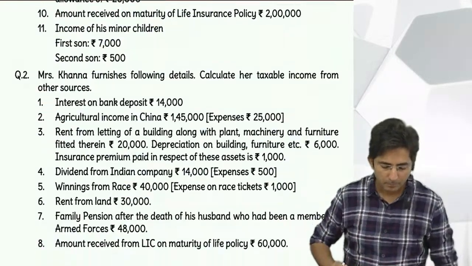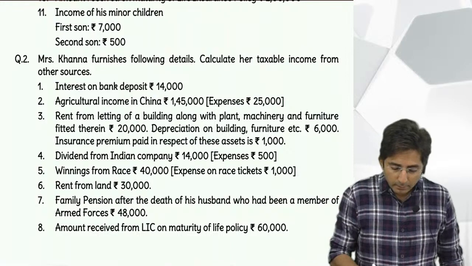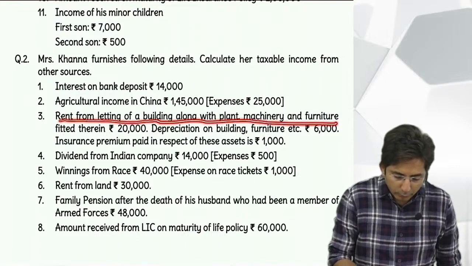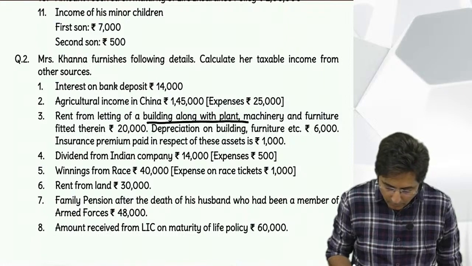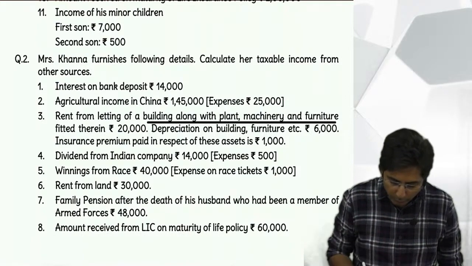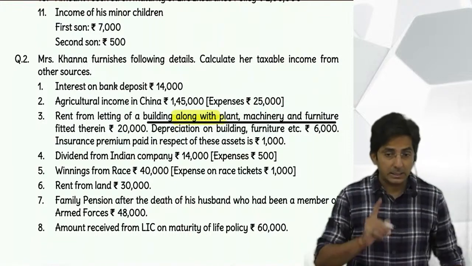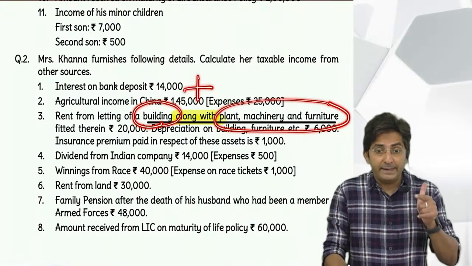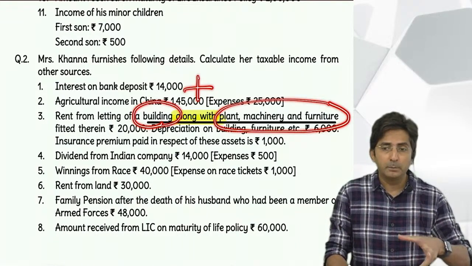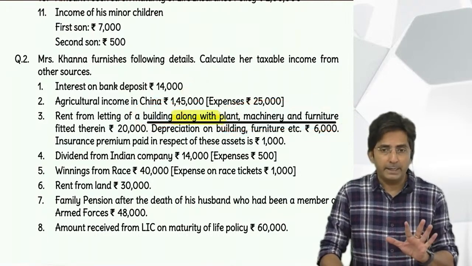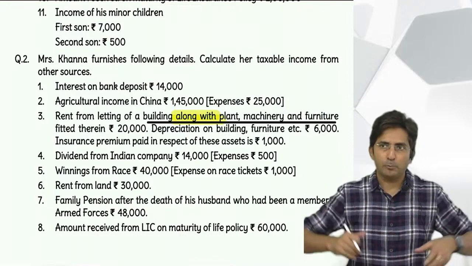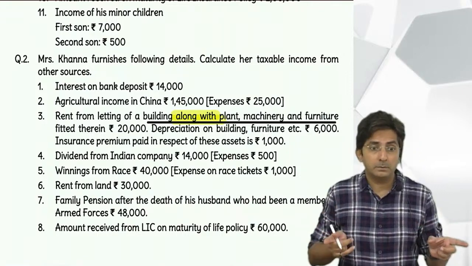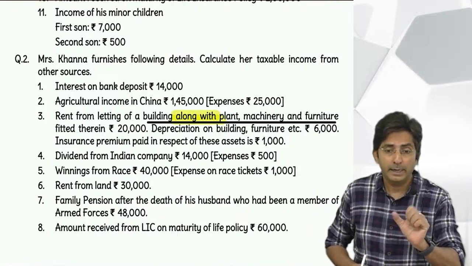Then, next thing in the question: rent from letting of a building along with plant and machinery, furniture. Feel these words, the words along with. You didn't feel the word along with. Last lecture I told you, whenever you find building plus other assets combined, it becomes a composite rent. Composite means combined, but combined doesn't mean any combination. What if it was rent of plant and machinery, computer, air conditioner, etc.? That is not composite. It has to be building plus other assets. There has to be a building, then only it is composite. And why the importance of building?